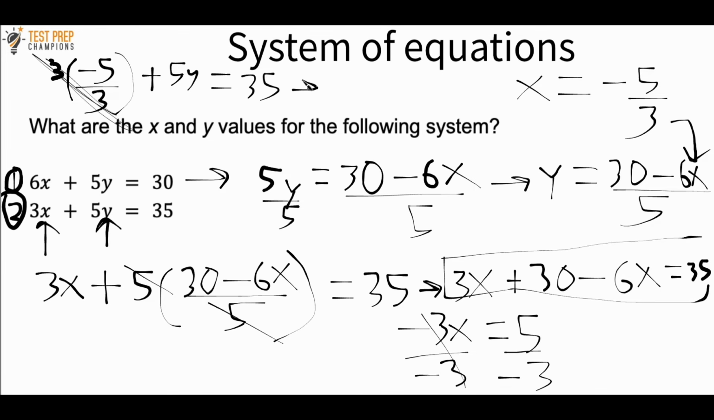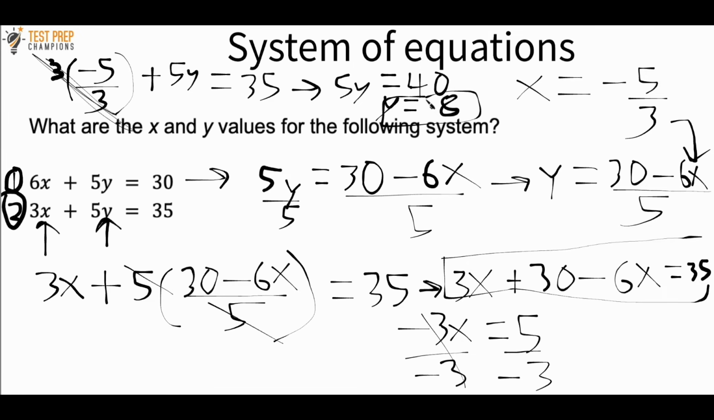So let's add 5 to both sides. All right, so if I add 5 to both sides, I get 5y equals 40. And so now I have to divide both sides by 5. So if I do that, I figure out that y equals 8. All right, so my answers are x equals negative 5 over 3 and y equals 8.